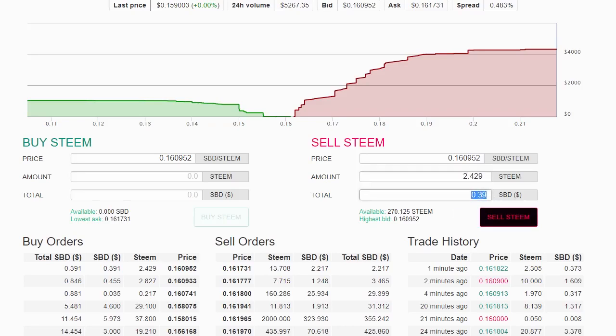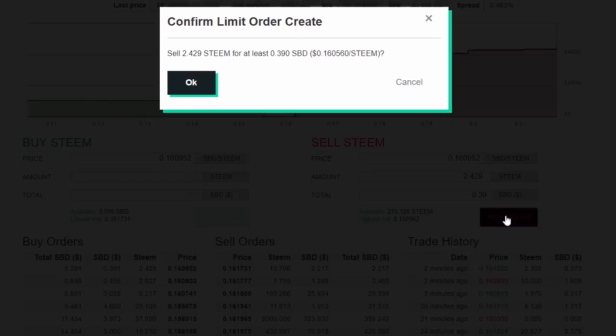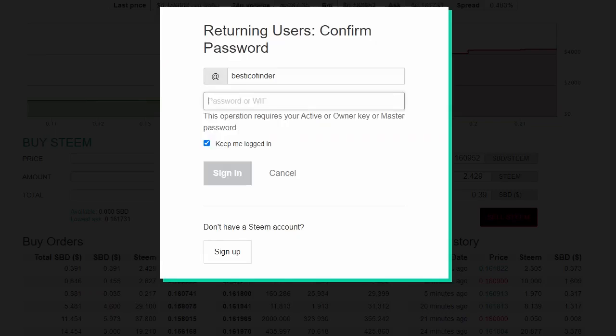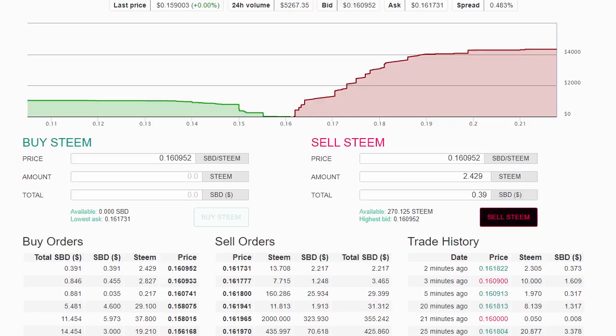What you have to do is just click on sell Steem. There you will be asked for a confirmation. Click OK, and after that you have to give your active key or the owner key to initiate the trade. That's very simple. Just paste your active key or the owner key here, and then click on sign in, and the order will be initiated. That is simply how you use this inbuilt exchange which is attached to the Steemit wallet. It's very simple, and very significant for Steemit users.